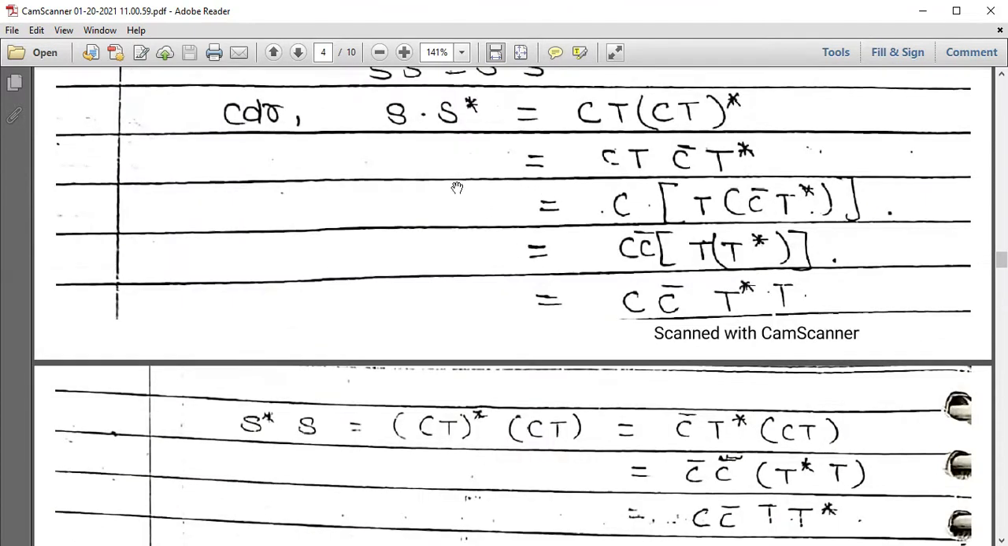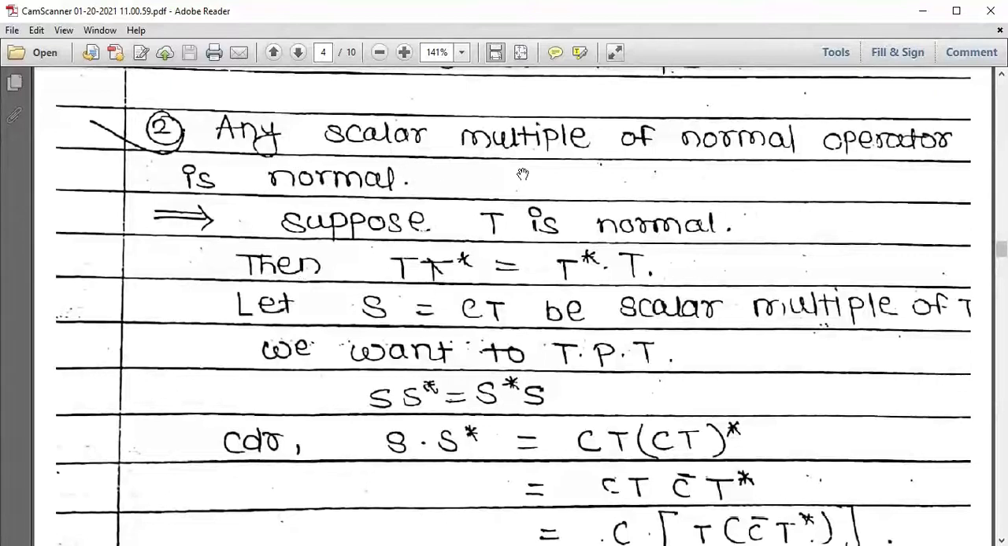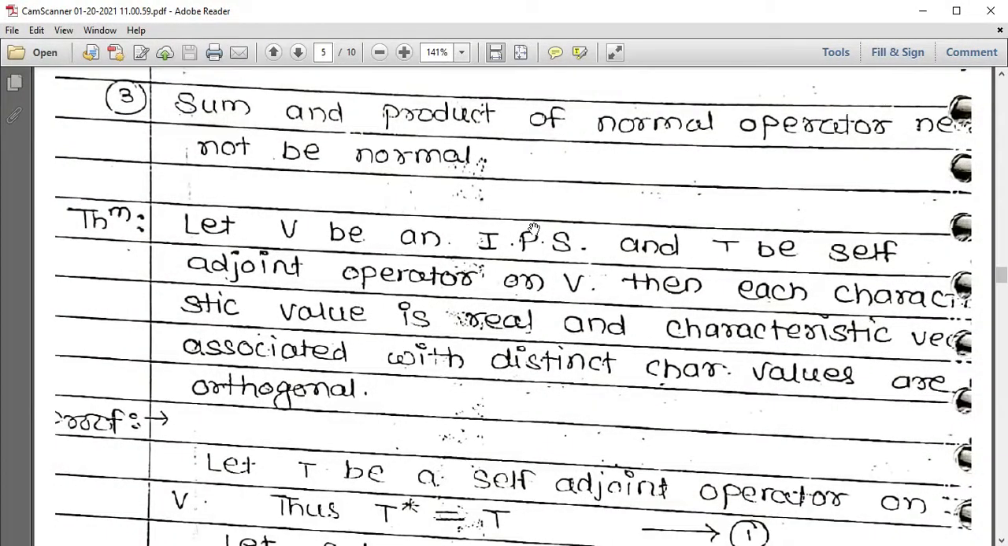Hence, the value of S into S star and S star into S must be equal. Hence, we get any scalar multiple of a normal operator is normal. Third theorem: sum and product of normal operators need not be normal. Here sum and product of normal operators need not be normal. For this one we have no need to prove the third statement.